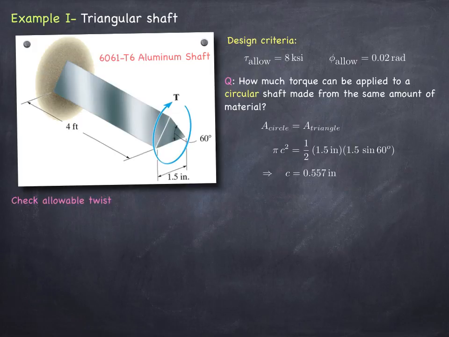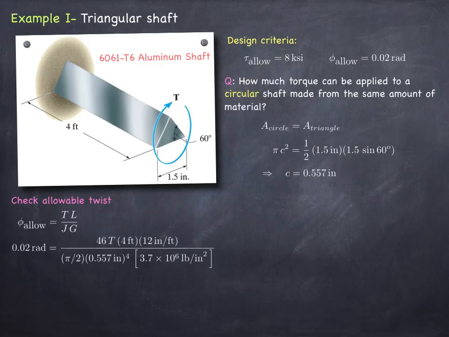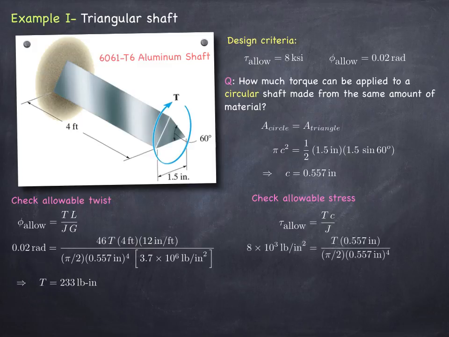And then we can go to the allowable twist criterion for a circular shaft, and our formula there was TL over GJ, and we set the allowable twist to 0.02 radians and compute the necessary torque to reach that twist. That becomes 233 pound-inches. We can then check the allowable stress criterion, and that's our torsion formula. So we plug in c for the radius and set the allowable shear stress on the left-hand side to be 8,000 pounds per square inch.